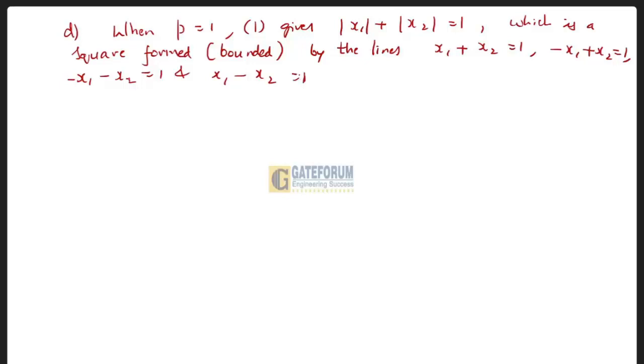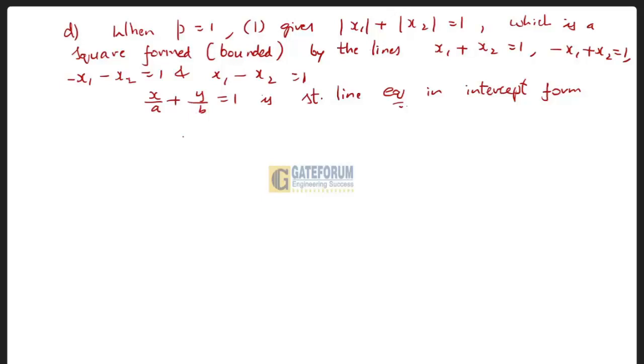Moreover, intercept form of a straight line equation: x by a plus y by b is a straight line equation in intercept form. That is, a is x-intercept, b is y-intercept. When a straight line cuts the x-axis at a point A, then the distance between origin and A is called x-intercept, usually denoted by small a. The same straight line cuts the y-axis at a point B, then the distance between origin and B is called y-intercept, usually denoted by small b.